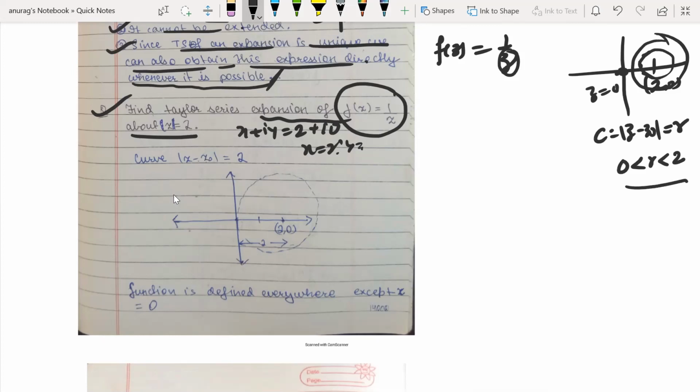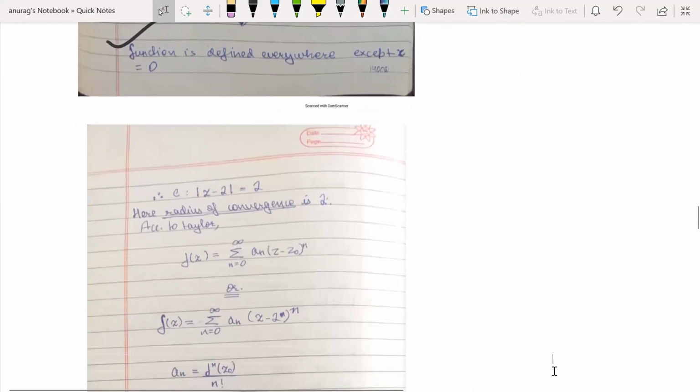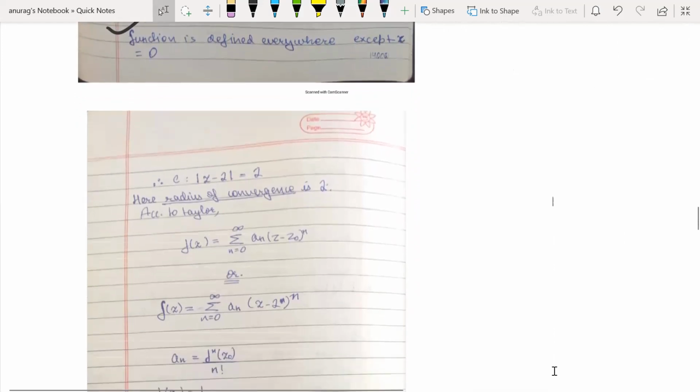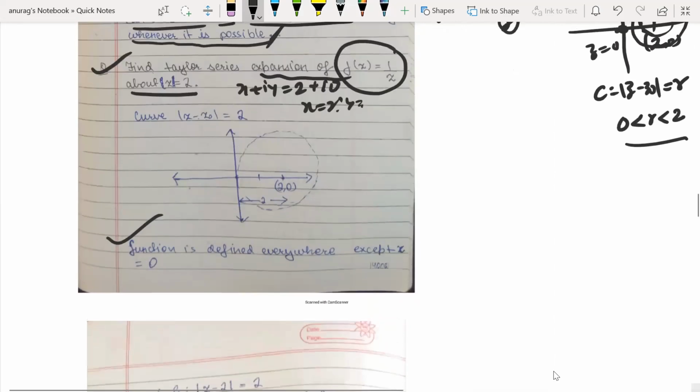Then let's see how we will expand it. The function is defined everywhere except z equal to 0. An important point: you can take the maximum radius. You can take maximum radius 2. If it is not given, take the maximum radius.